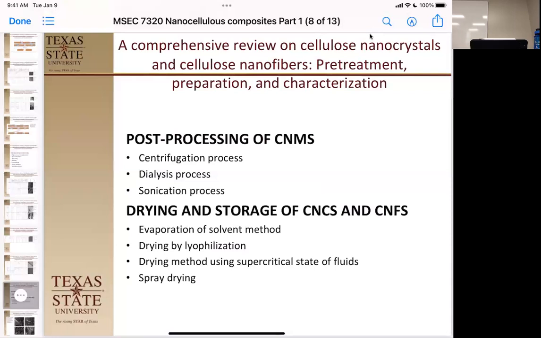Drying by lyophilization or freeze drying, that's the next one here. That's going to give you nice dispersed low density materials, and you can control the crystal size by your freezing. Then drying using supercritical state or spray drying. Spray drying is actually really cool. SWRI down in San Antonio has a huge spray drying facility. They have like 20 different kinds of spray drying that they can use, and it does micro encapsulation, nano encapsulation.